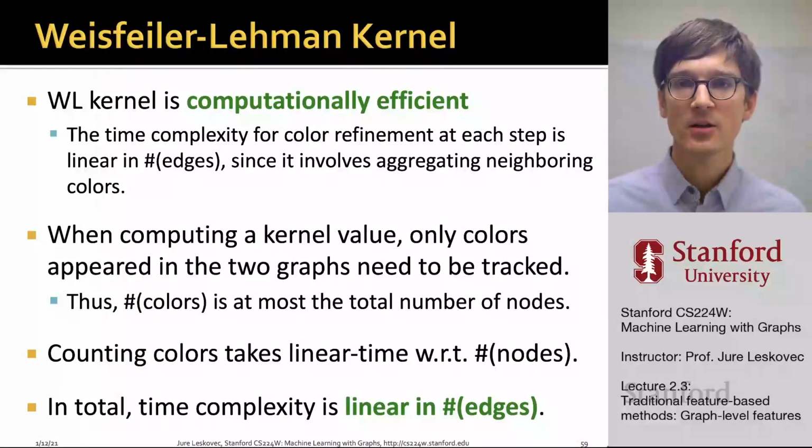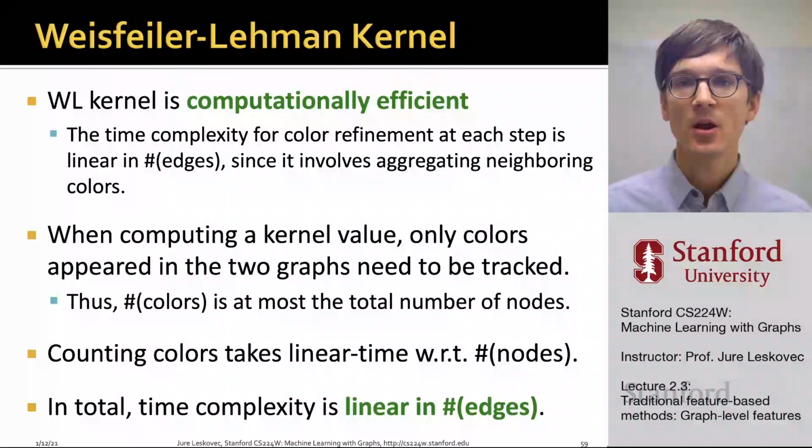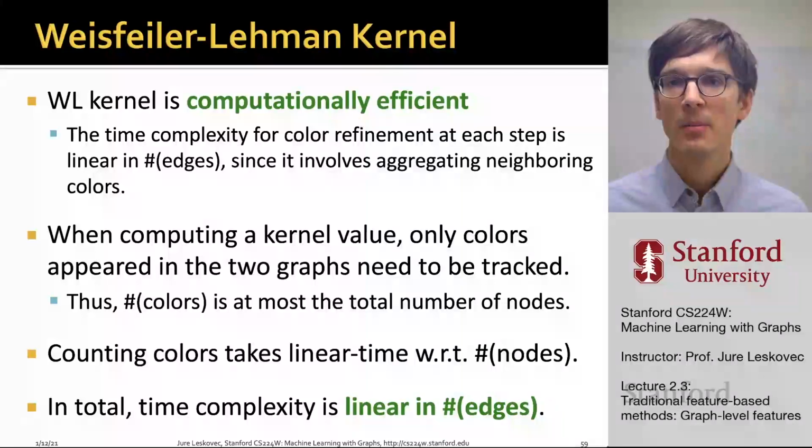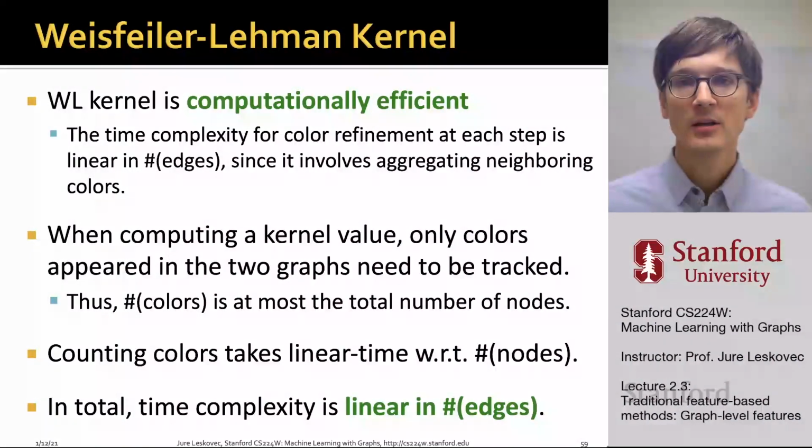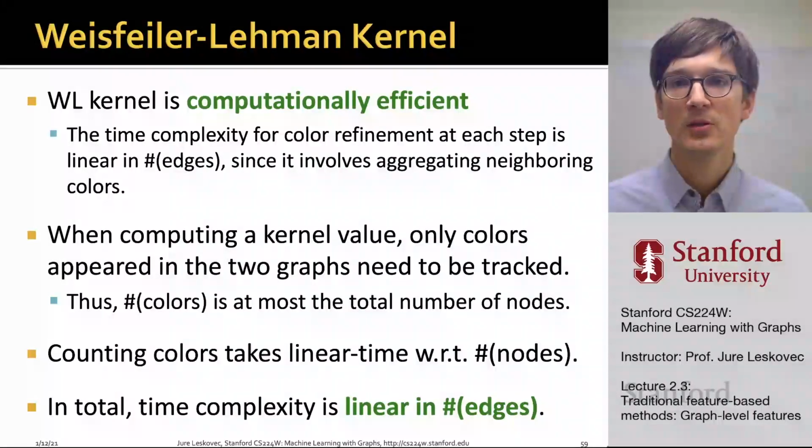because the time complexity of this color refinement at each step is linear in the size of the graph. It is linear in the number of edges because all that every node has to do is collect the colors from its neighboring nodes and apply a simple hash function to come up with a new color. When computing the kernel value, many colors that appear in the 2 graphs need to be tracked. So the number of colors will be at most the number of nodes in the network. So this again won't be too large.